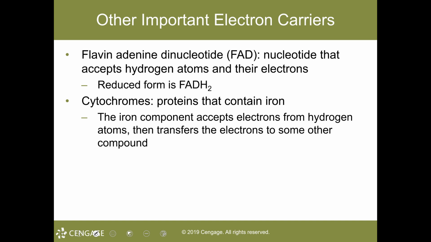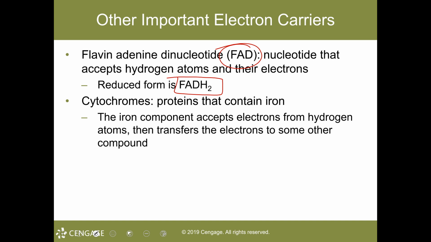The next one is flavin adenine dinucleotide. FAD is what I'll call it. I'll say again, flavin adenine dinucleotide. I'll just call it FAD. FAD is a nucleotide, and it also accepts hydrogen atoms and their electrons. So, as I mentioned before with redox reactions, what happens is that FAD will become reduced to FADH2.